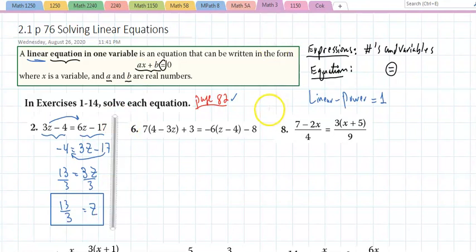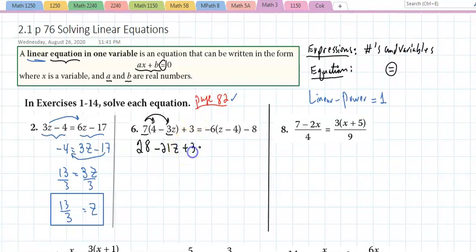Number 6 is the next problem on the list. In this case, I see that there are parentheses. I get rid of parentheses by using the distributive property. This 7 is multiplied by everything inside of that parentheses. 7 times 4 is 28. And 7 times negative 3z is minus 21z. The plus 3 I just copy down.